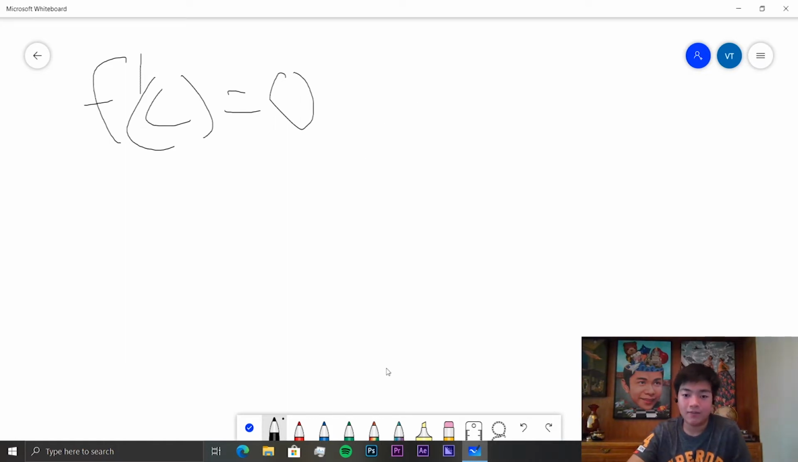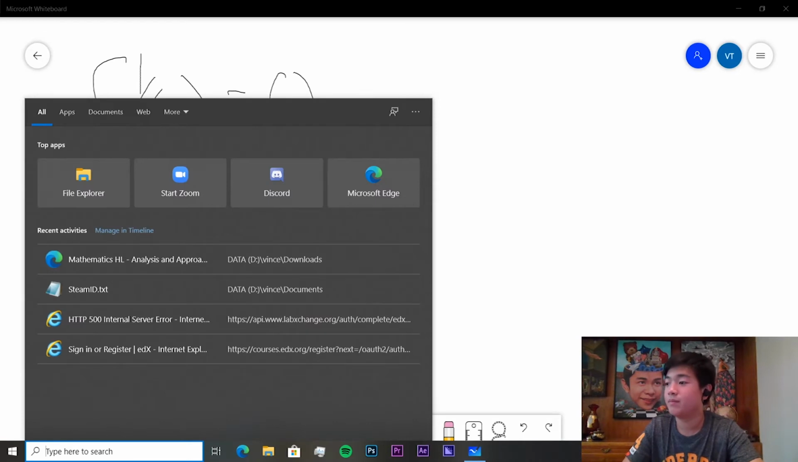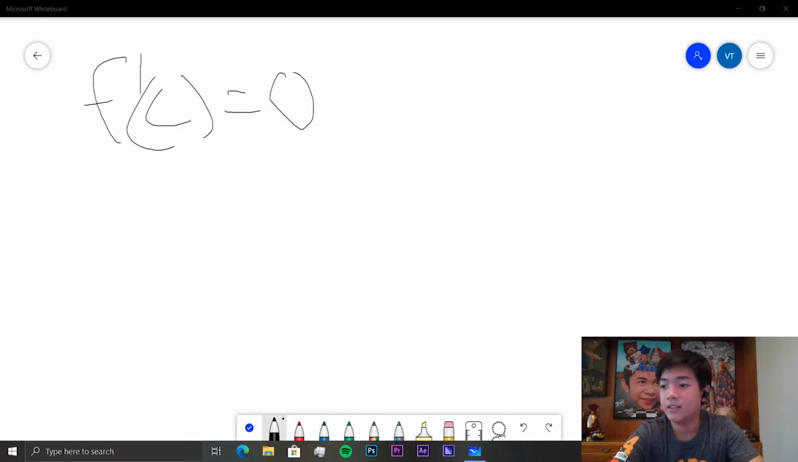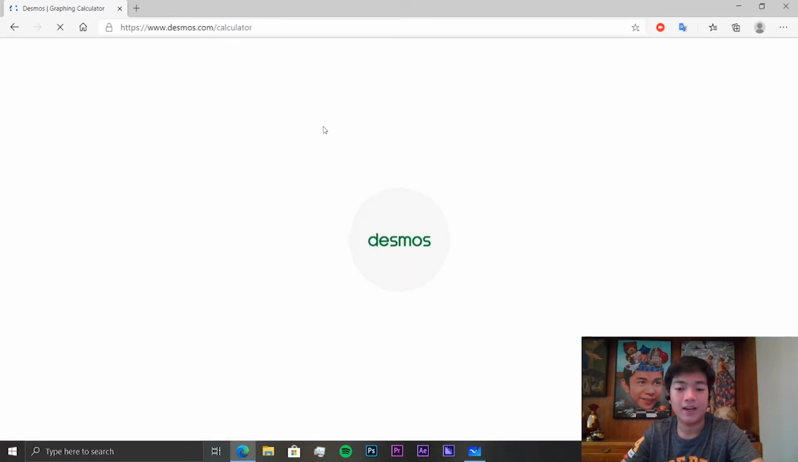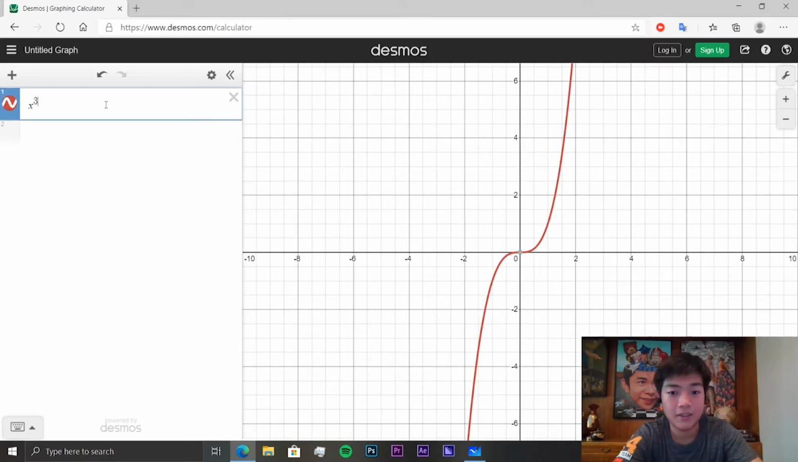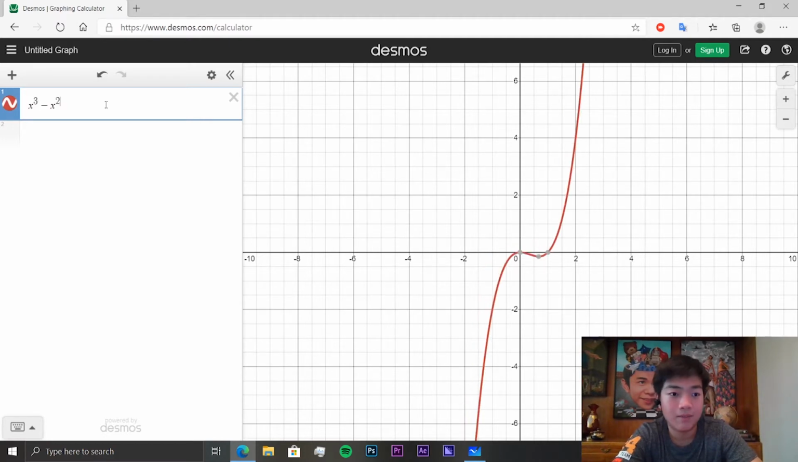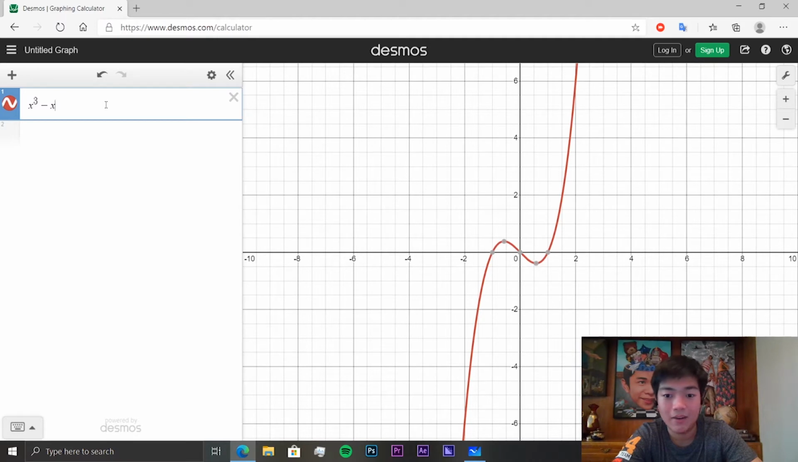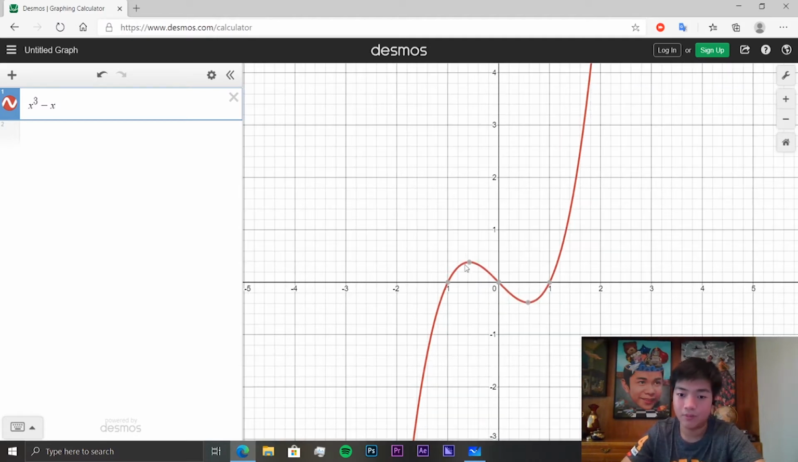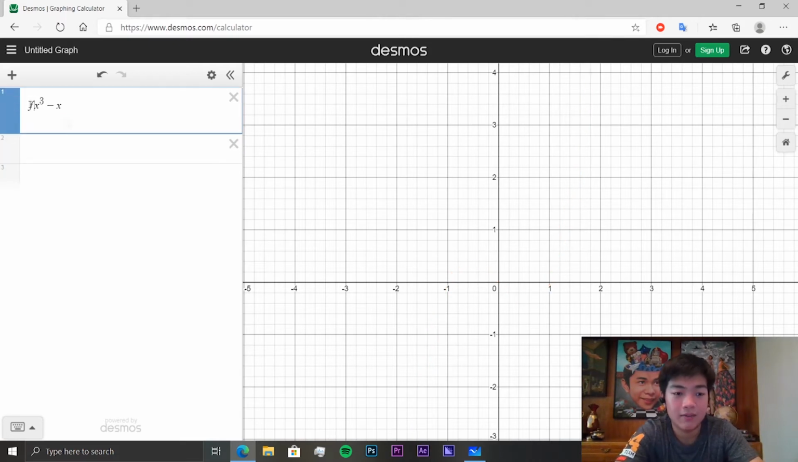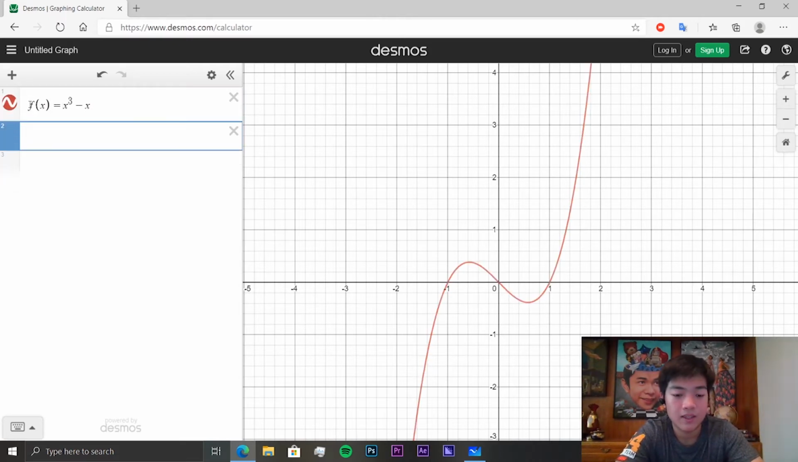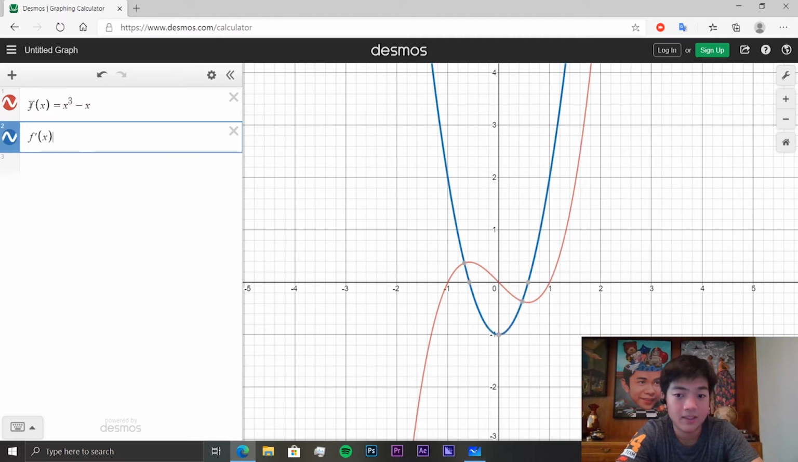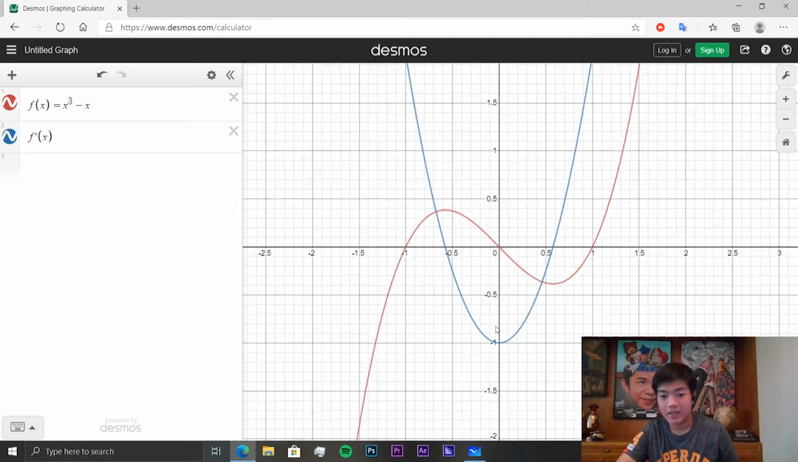Let me just pull up Desmos, and I'll show you what I mean. If we have the graph of, say, x cubed, or actually, let's minus x, so we have a more interesting graph with a local maximum and minimum. Say this is f of x, then if we get f dash x, it tells us the gradient at each of these points.